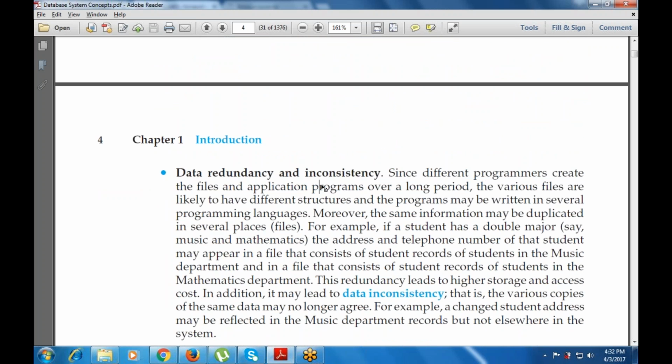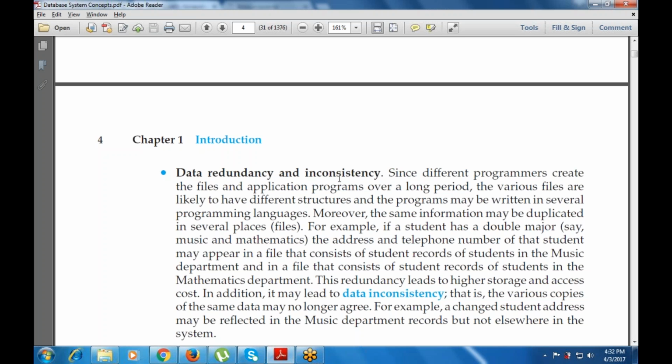The next one is redundancy and inconsistency. Whenever we are using a DBMS, there is less chance of duplicate data, so data redundancy is reduced greatly. Since different programmers create the files and application programs over a long period, the various files are likely to have different structures, the programs may be written in several programming languages, and moreover the same information may be duplicated in various files.